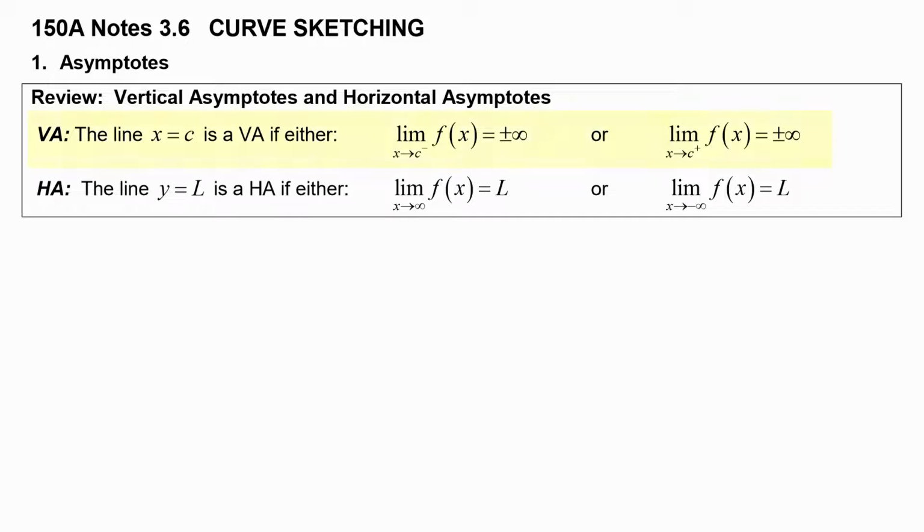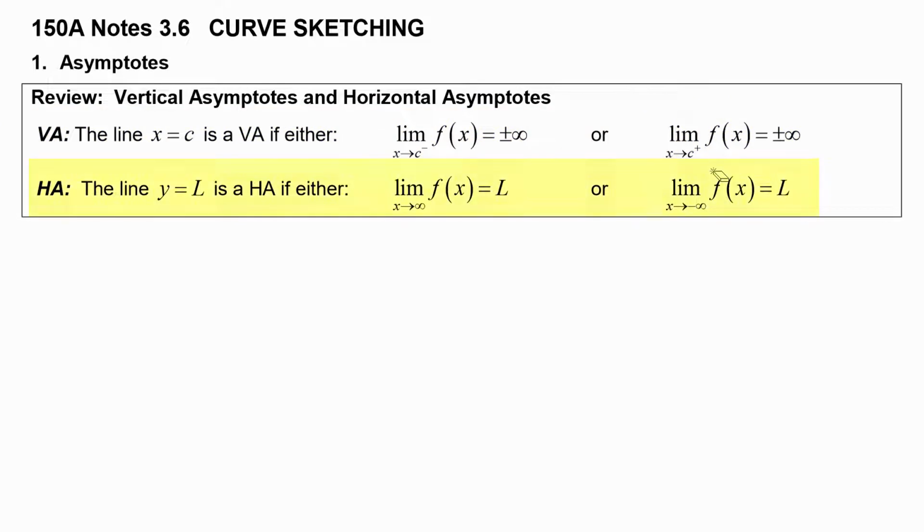For vertical asymptotes, we know the line x equals c is a vertical asymptote if either the limit as x approaches c from the left is infinite or the limit as x approaches c from the right is infinite. So remember that when you're proving a vertical asymptote, you have to look at the one-sided limits, and that will also give us information about the behavior of the graph.